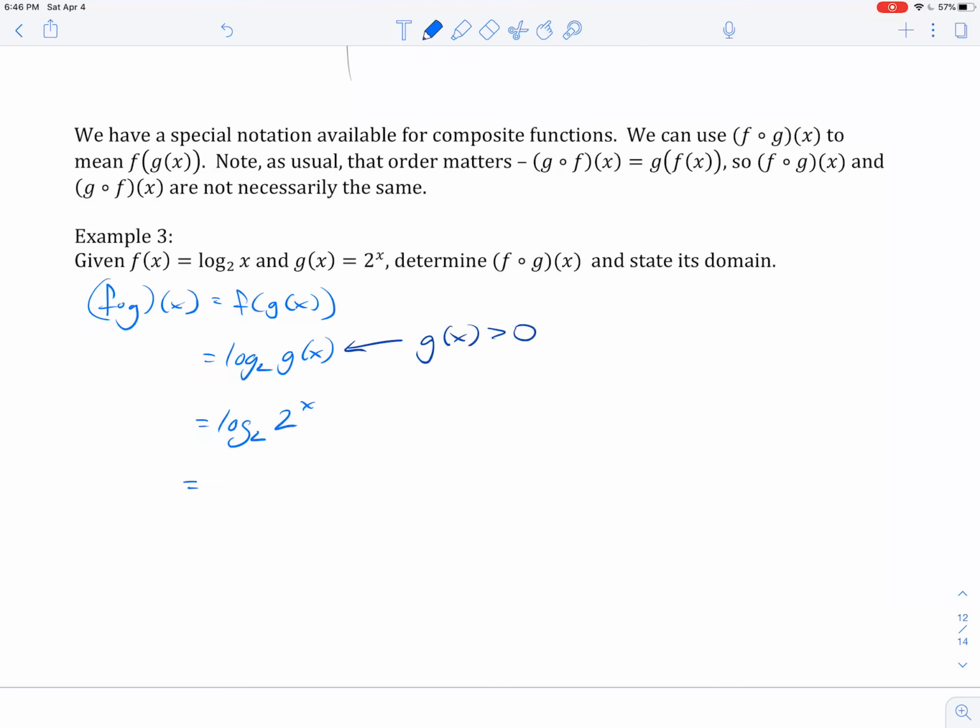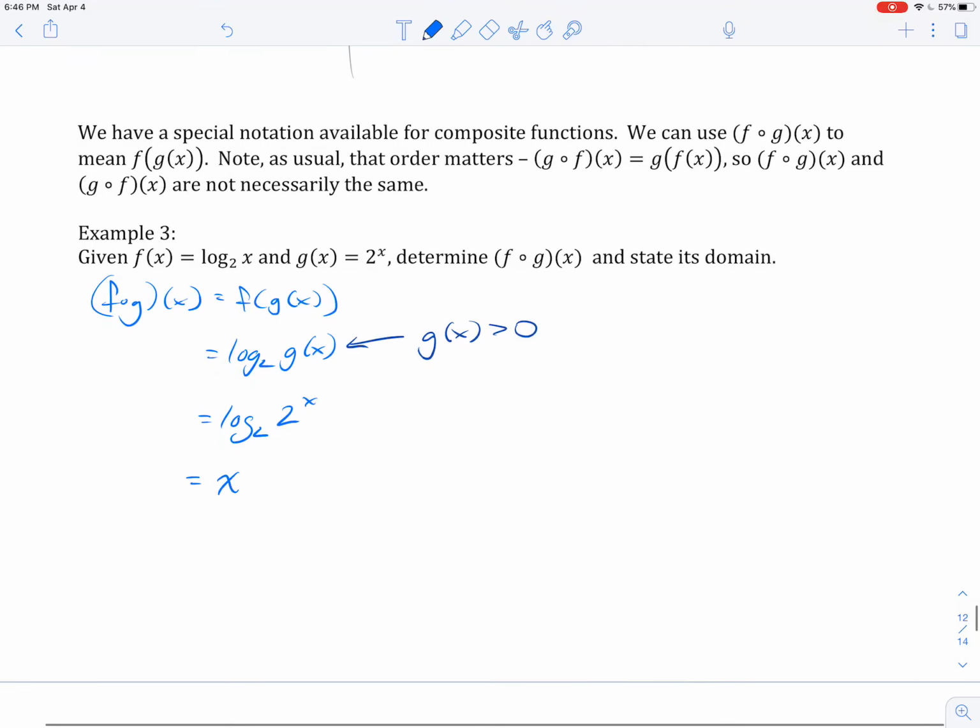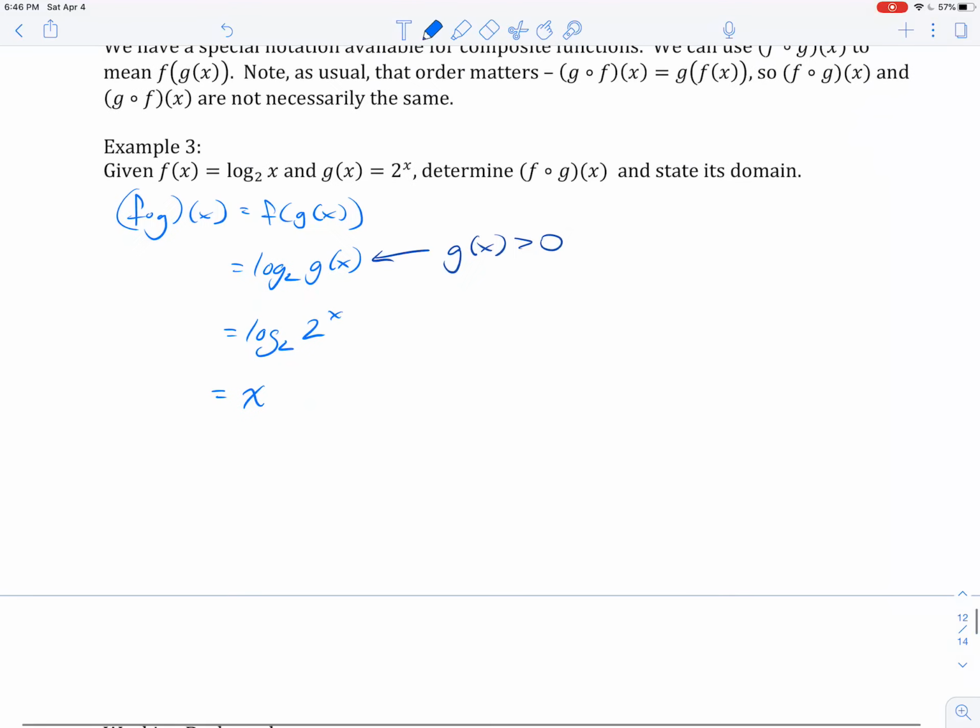Even though this particular case works out real cutely. g of x is 2 to the x. What's log base 2 of 2 to the power of x? Well, from our knowledge of logarithms, that's just x. Because g of x is always greater than 0, we have no issues processing log base 2 of g of x. That'll always work out. So the domain of this thing is all reals.